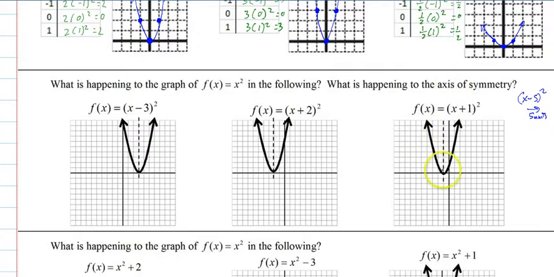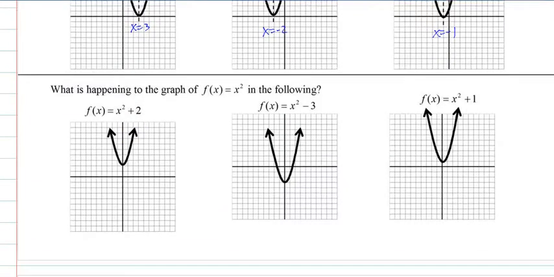And you notice it's also the axis of symmetry. This is x equals -1. This is x equals -2. And this is x equals 3. That's where everything is symmetric about. So that number right there is giving you the axis of symmetry, the opposite. All right, what if we add numbers or subtract them to it? So take a look at these and see if you can figure out what's going on.